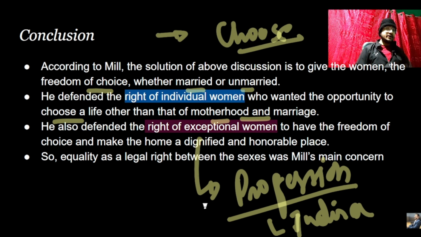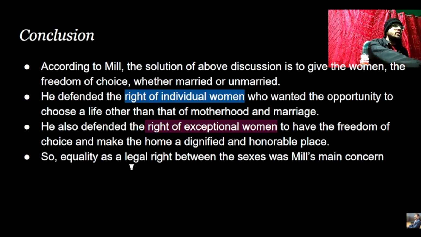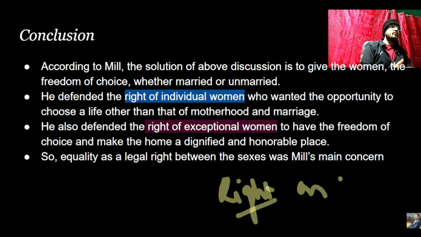Similarly, several sportspersons like Saina Nehwal, Mithali Raj from the Indian women's cricket team, right? This is how, by doing exceptional work in some exceptional profession, they bring honor and dignity to their home. And this is what Mill is also saying, that women should be given the right of being an exception from the normal life of motherhood and marriage. So he is coming to the point that equality as a legal right between the sexes was Mill's main concern, right? This is Mill's basic idea when it comes to rights of women.